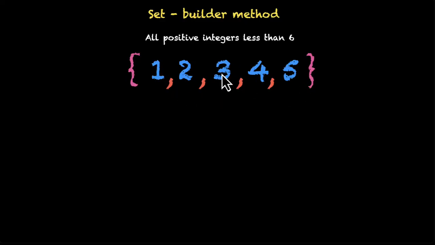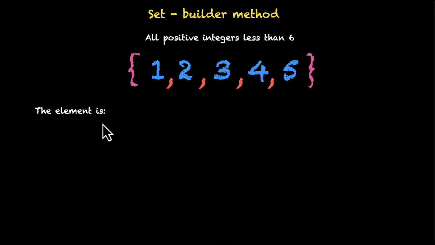But what's the question? Well, the question is clear. We are looking for all positive integers less than 6. That could be one way of writing things in the set builder method. But we can be more mathy about it. Let's see how. The question is all positive integers less than 6.